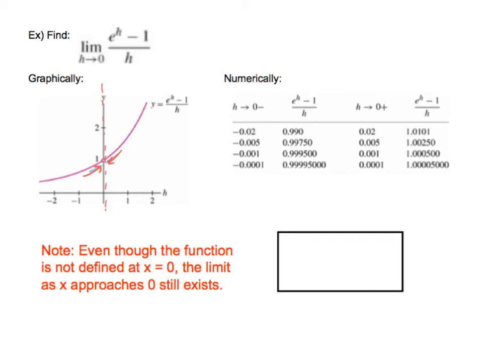How do they behave? So if I were to trace this graph, I would want to trace straight through the number 1, the y value of 1. So even though the function is not defined at x equals 0, the limit as x approaches 0 still exists and it is equal to 1. That's a really important component of calculus. The function does not have to exist for a limit to be defined.